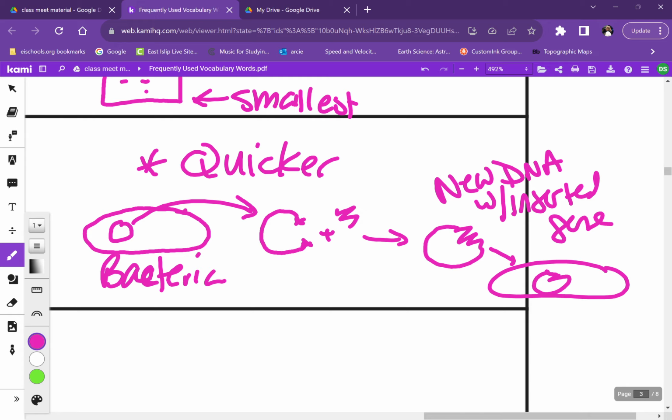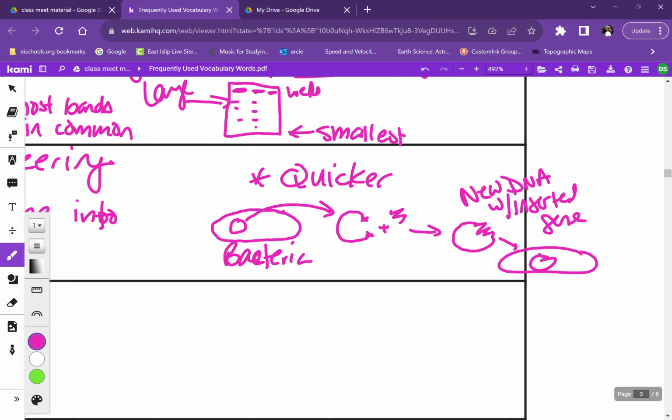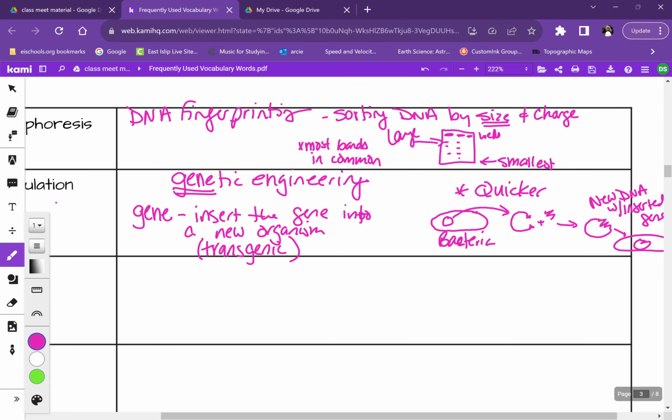Then that bacteria, whatever organism, makes that identical protein that's coded for on that gene, whatever it is. If it is human insulin, that bacteria is going to make human insulin quicker. If it's human growth hormone, that bacteria is going to make human growth hormone quicker. All right, so we have transgenic organisms, and then we have a bacteria that can do the same thing.